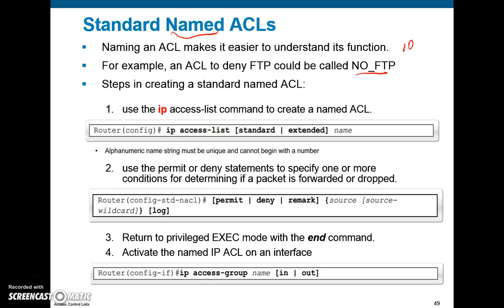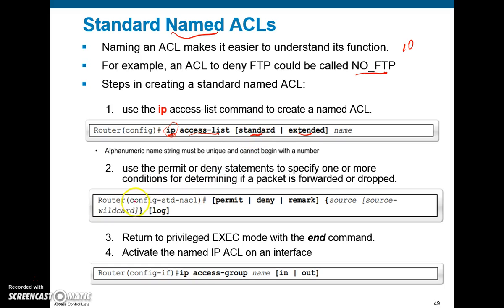Okay, so how do you create a standard name access list? The big difference here is with number access list, you start with the command access list. With name access control list, you start with the command IP access list. So the keyword here is there's an additional IP command here. So you do IP access list, then you define whether you want a standard or extended access control list. So now we want a standard one, so we use standard.